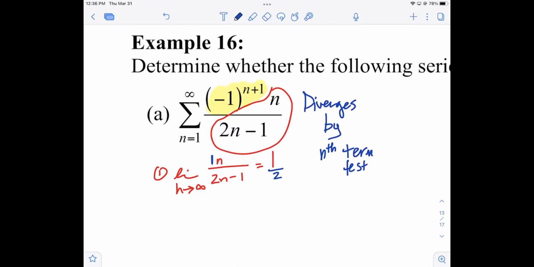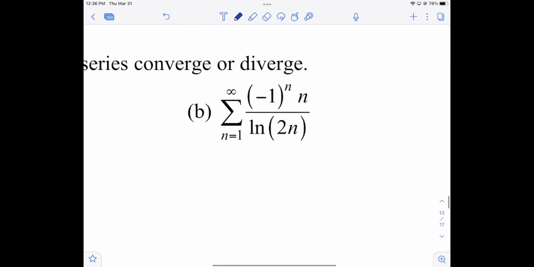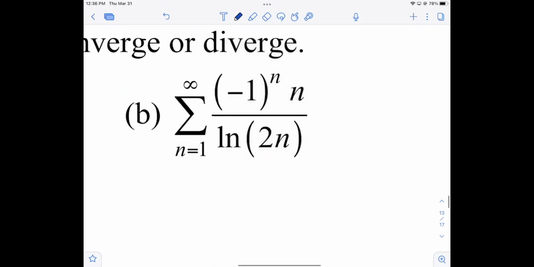The terms don't go to 0; they go to plus or minus 1/2. The alternator doesn't matter because it's plus 1/2 or minus 1/2, neither one of which is 0. Does that make sense? Okay, cool. So got that out of the way. It's only a test for convergence.